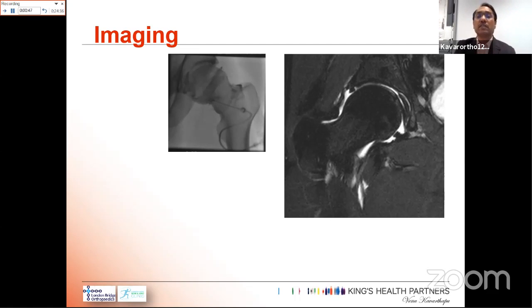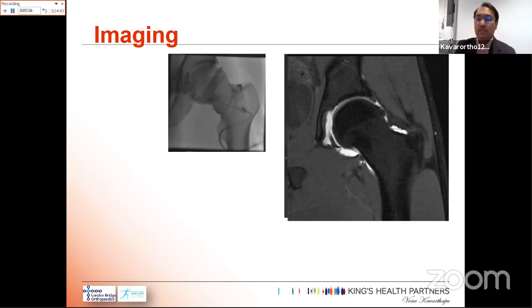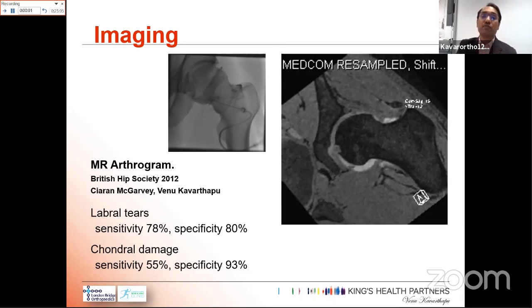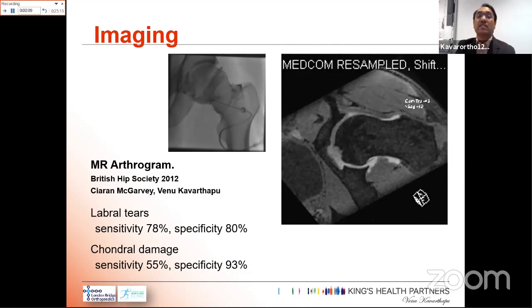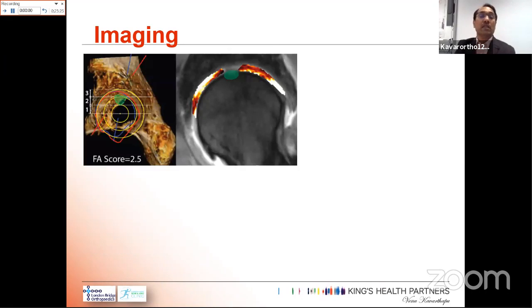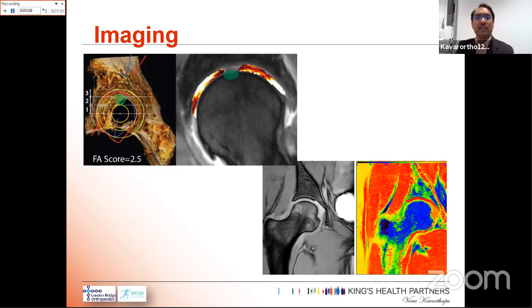So MR arthrogram can outline the femoral head-neck junction beautifully. It also shows the labral tears quite well. And you can also do 3D reformatting, and I will show those pictures earlier. At that time in 2012, these were the sensitivities and specificities for labral tears and chondral damage, but now they're even better. And you can also do 3D reformatting using MR arthrogram or very high-powered MRI, and that allows you to map the femoral head-neck junction and cam lesion, and that can help you plan your surgical procedure as well. Modern imaging tools are also helpful, the dGEMRIC, 3D MRI, etc.